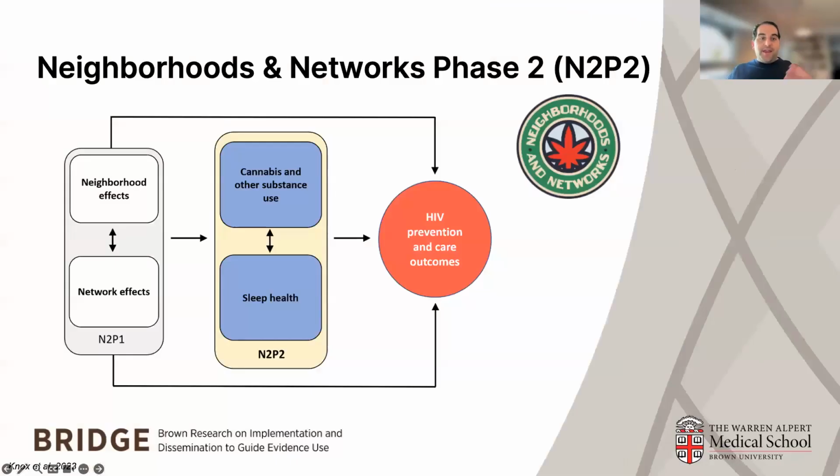The Neighborhoods and Networks Phase 2, or N2P2, cohort is really focused on understanding the syndemics of cannabis use and co-occurring substance use disorders and sleep health with HIV prevention and care outcomes. It's a cohort of about 600 young Black men who have sex with men who were recruited in the Chicago metropolitan area and are followed over an 18-month period.